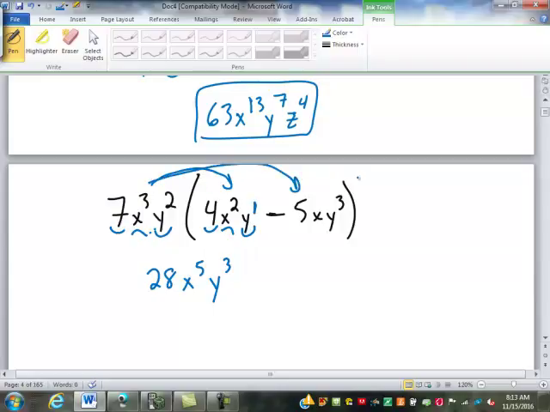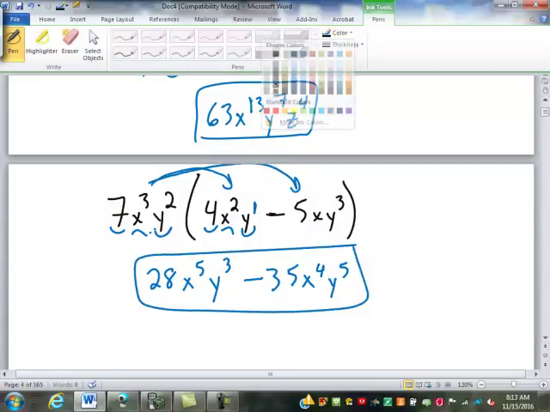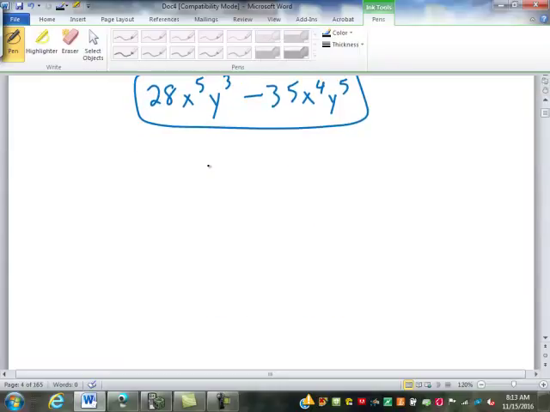So now 7x to the third y squared times negative 5xy to the third. 7 times negative 5 is negative 35. X to the fourth. Y to the fifth. So there it is. We could divide the same way. We could have 28 x to the fifth, y to the third divided by 7 x to the third y squared.